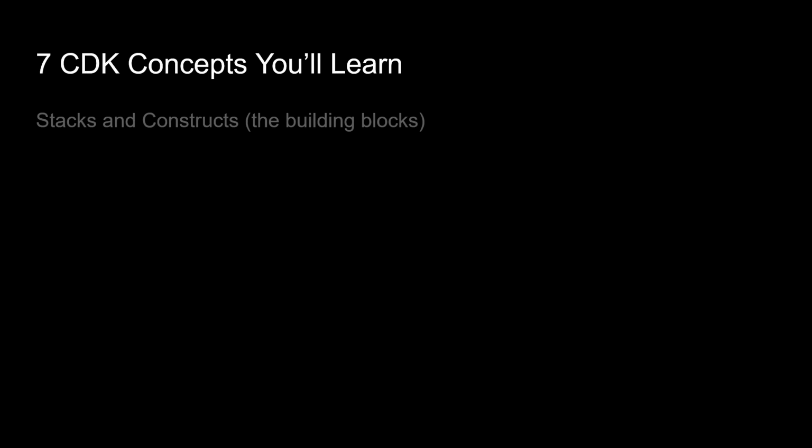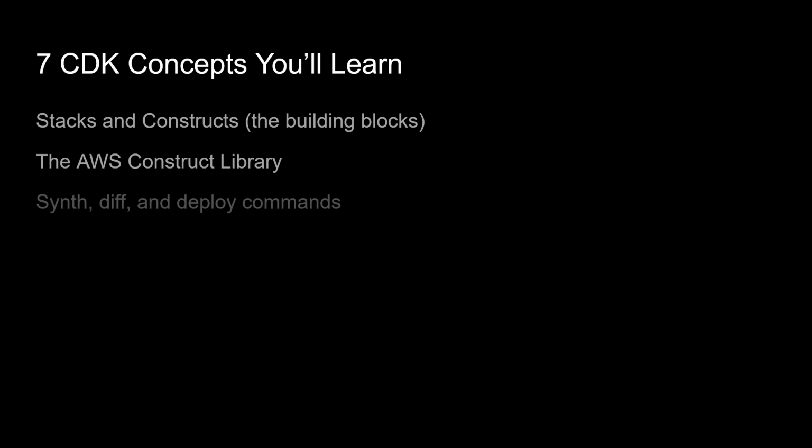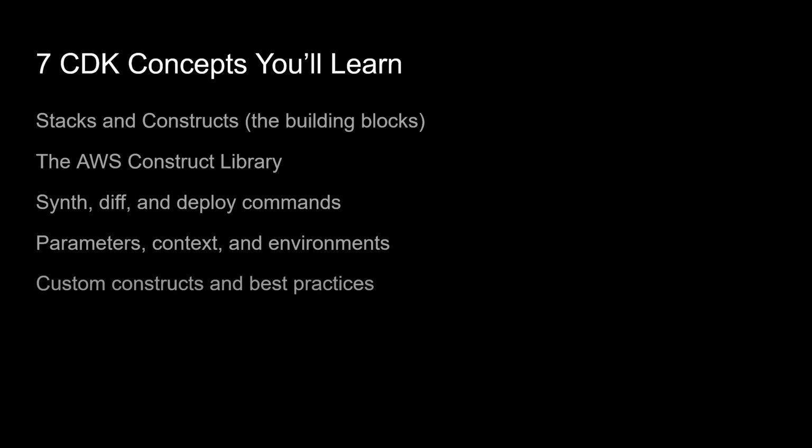In this series, we'll cover all the foundational concepts you'll need to use the CDK effectively. You'll learn how stacks and constructs work. These are the building blocks of every CDK app. We'll explore the AWS construct library, which includes pre-built components for various AWS resources. I'll walk you through core commands like synth, diff, and deploy, and how they fit into your workflow. Later on, we'll go deeper, looking at parameters, context, environment, and how to create reusable custom constructs. And throughout, I'll share best practices for writing clean, scalable infrastructure code.